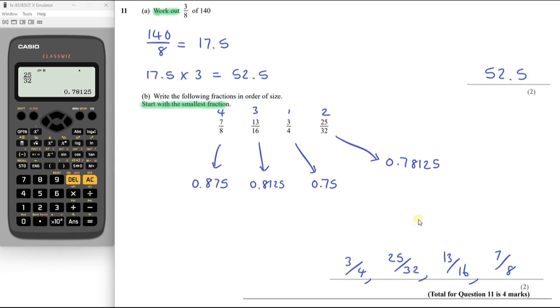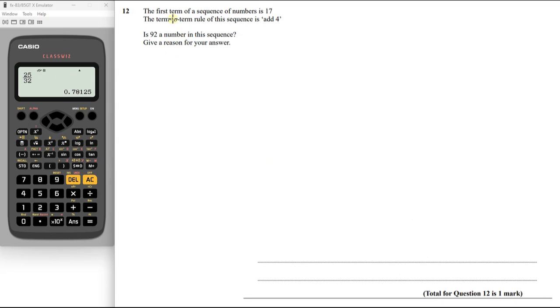Okay, let's move on to question number 12. So the first term of a sequence of numbers is 17. The term-to-term rule of the sequence is to add 4 each time. Is 92 a number in the sequence? Give a reason for your answer.